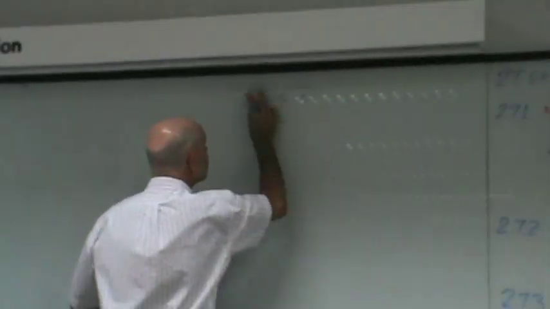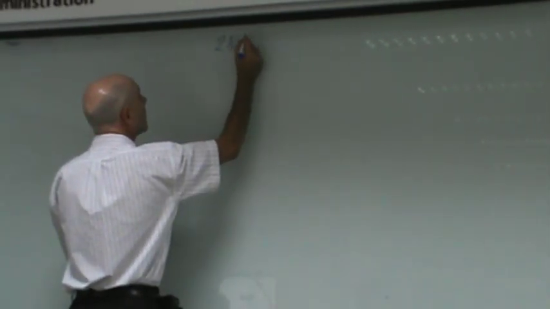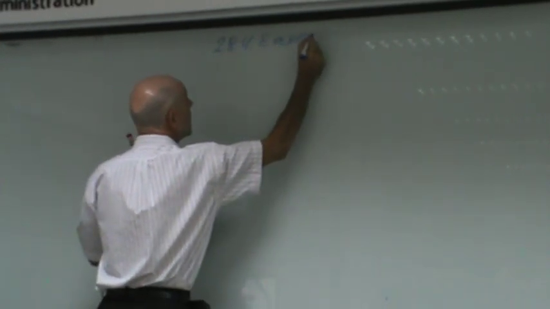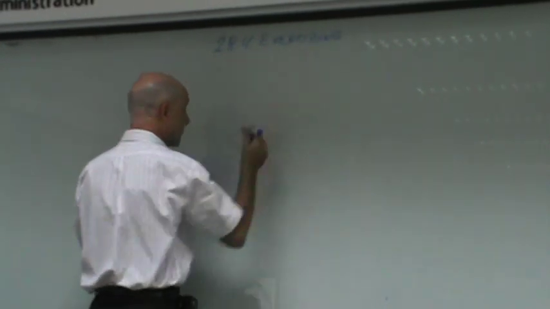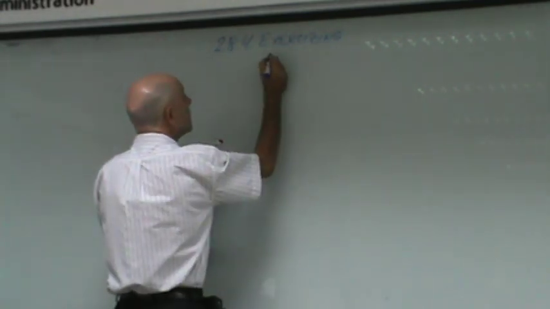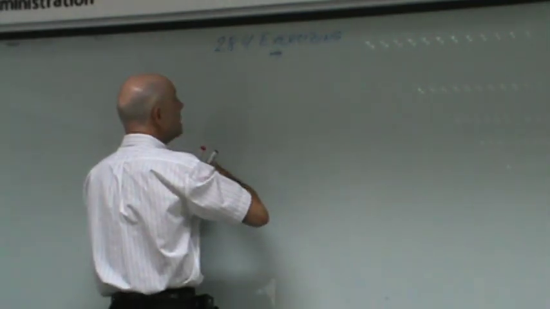Two, 8, 4. Exercise. Exercising. Remember, I have an exercise price. How is it done? First, definition.